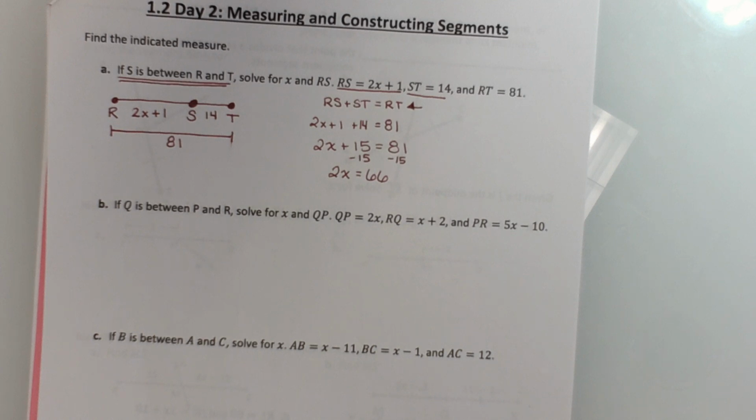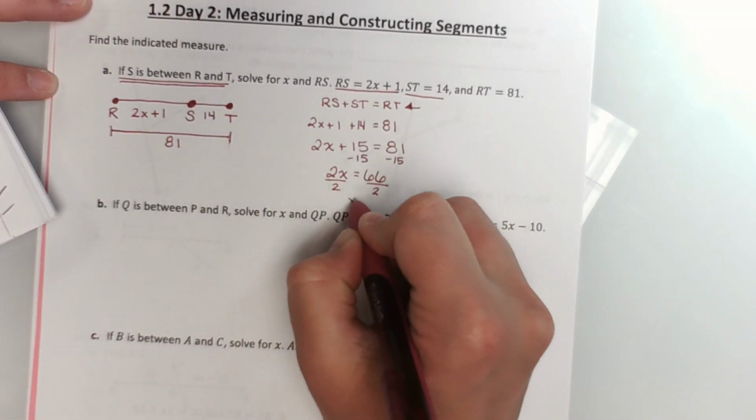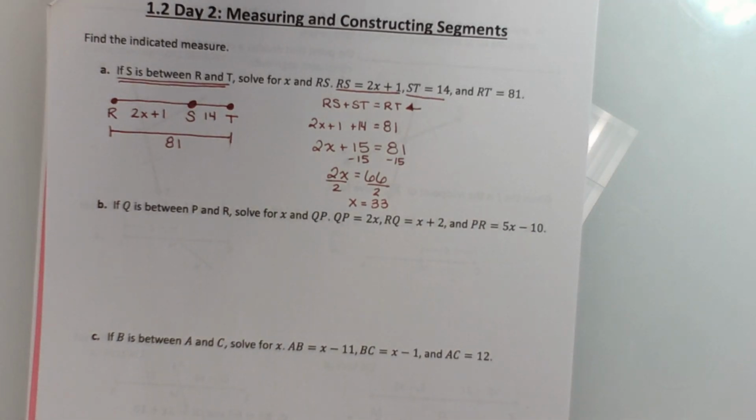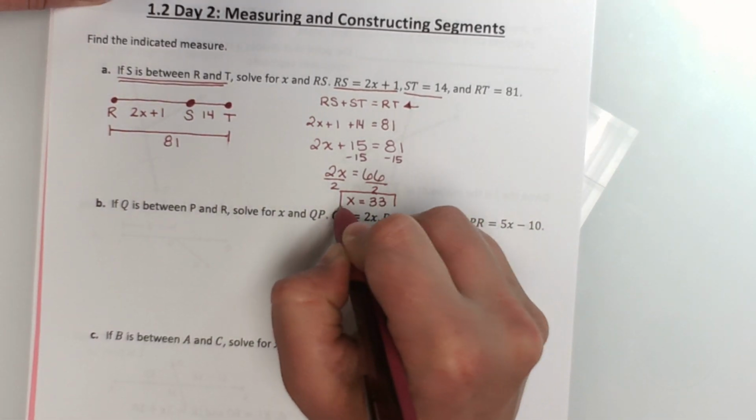Cash, if I want to finish it off. Divided by 2. X is 33. Now, remember I told you yesterday, double check that you've actually answered the question. What did the question ask me to do? Solve for X, did we? Yes. Sweet. Done.